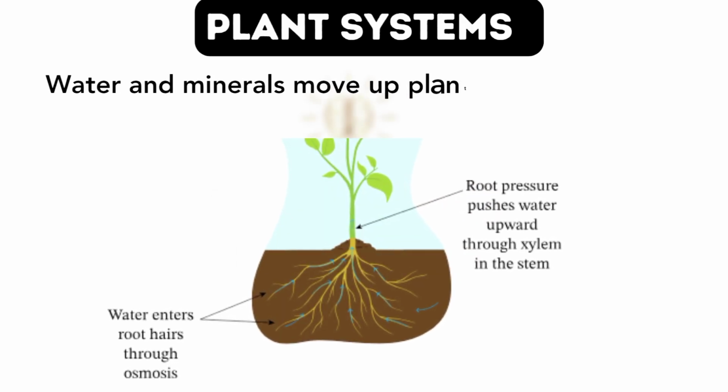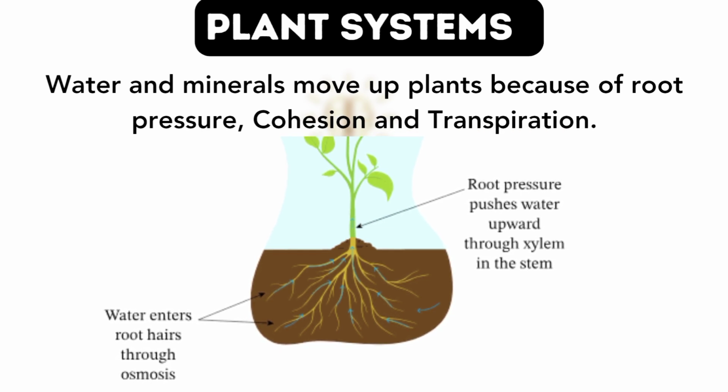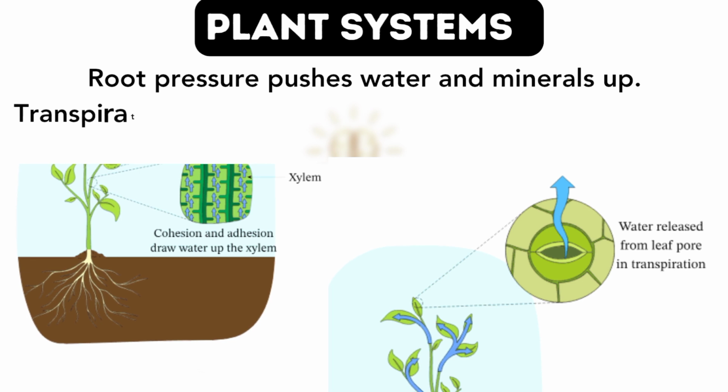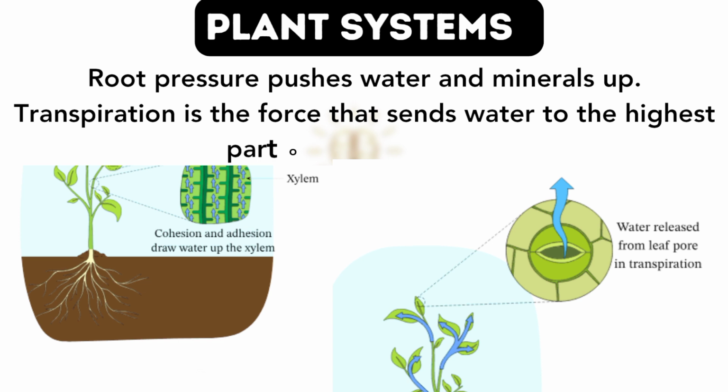The upward flow of water. Water and minerals move up plants because of root pressure, cohesion, and transpiration. Transpiration. When evaporation from the leaves creates a pull that draws water up through the stems. Gravity. When sugar from photosynthesis is pulled down to nourish the plant. Cohesion. When water and minerals cling to each other and to the xylem walls. This forms a column that rises up the stem. Root pressure. Root pressure pushes water and minerals up.